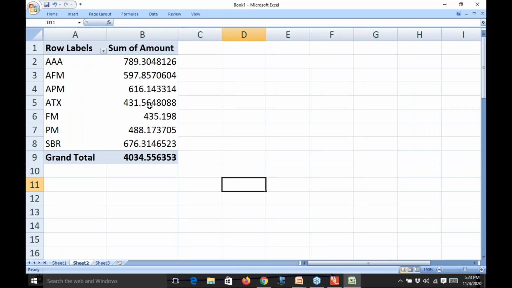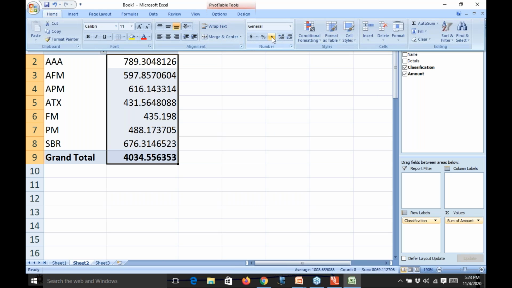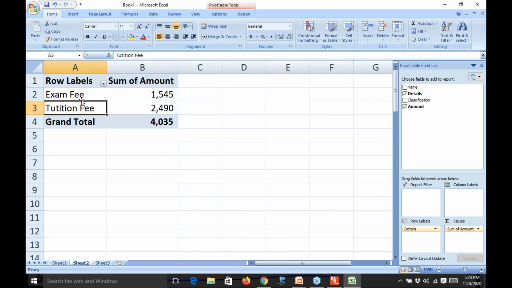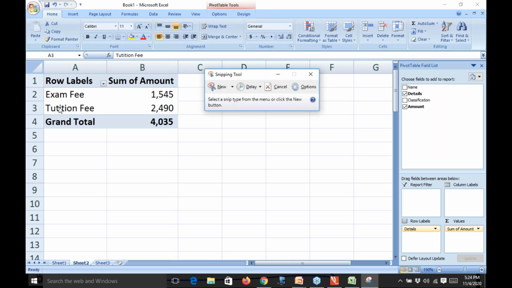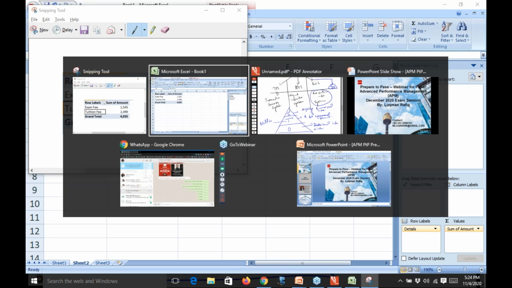Okay, now you see, this is information that has been generated. Now, if this information has been generated, and I say that I need a report which tells me what the exam fee collected is and what the tuition fee collected is, then this specific report is going to be considered a report generated for the executive information system.